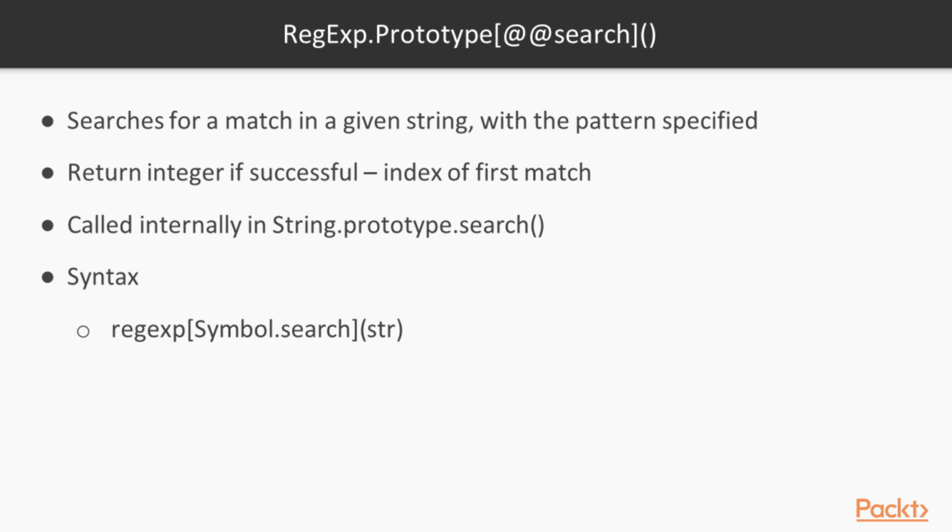Next, let's see what a search method will do. As the name says, the search method will search for a match in a given string with the pattern specified. It will return an integer if the match was successful. Basically, the integer will be the index of the first match in the string. This is internally called in the String.prototype.search method. The syntax for the RegExp search method is you can use the RegExp object and then use Symbol.search and then pass the test string that it has to apply the search on.